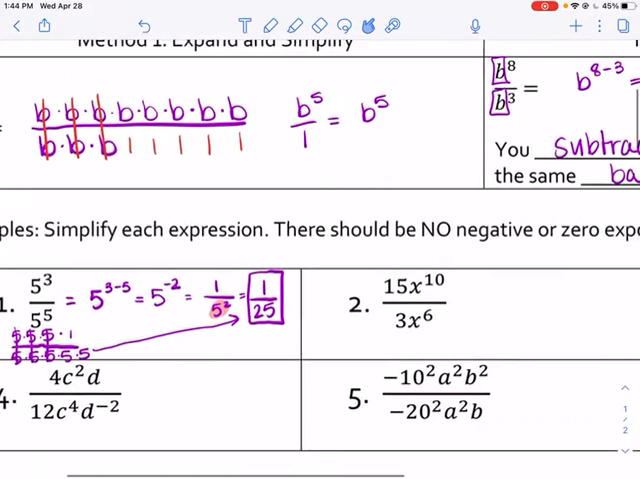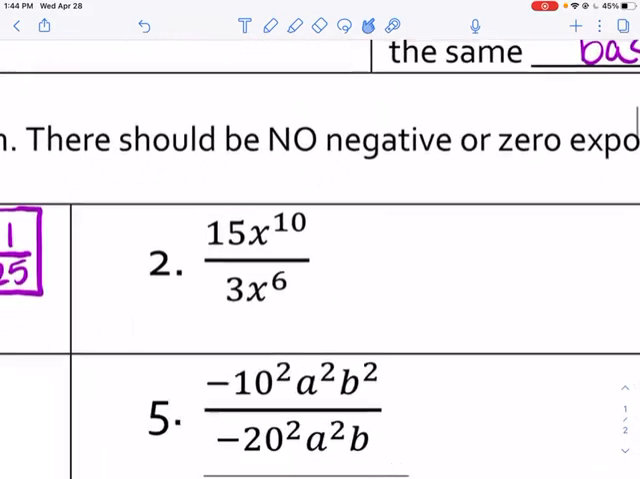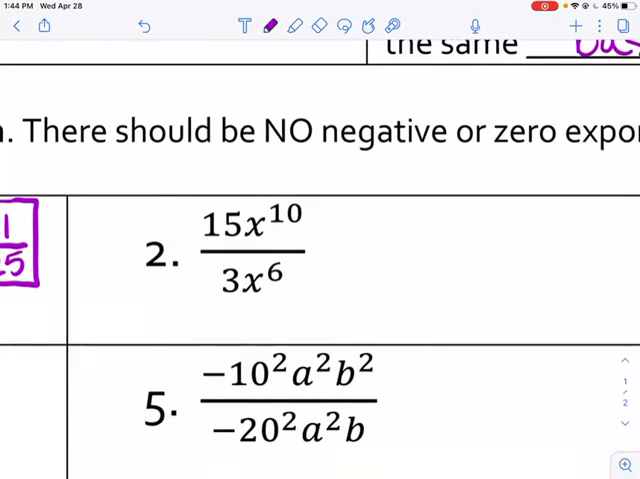Let's use this rule on number 2. Now this one has numbers and it has variables with exponents. Fractions can be written in a different way. They can be written like this.